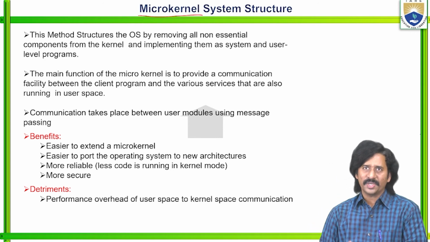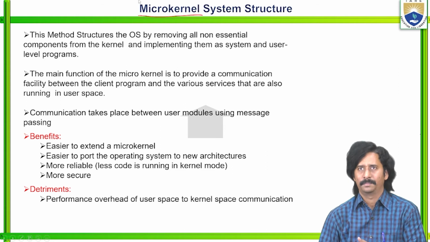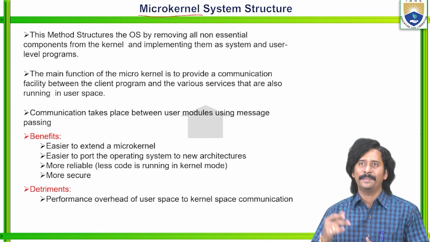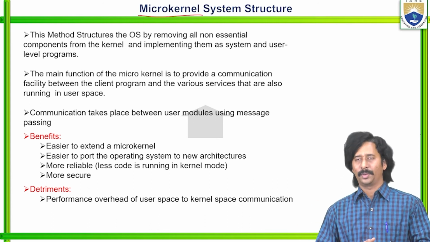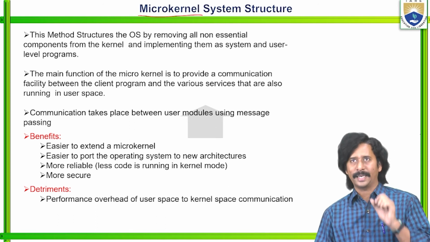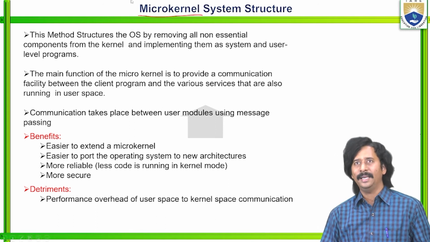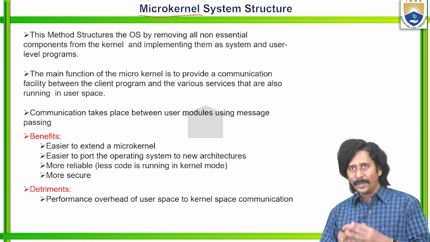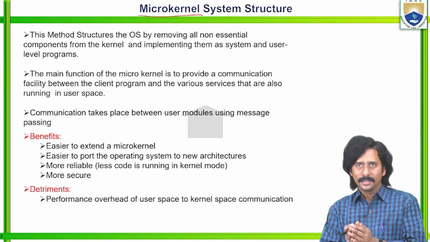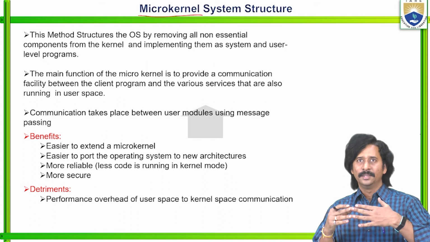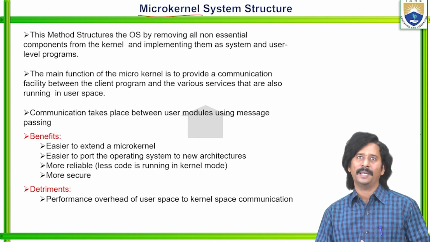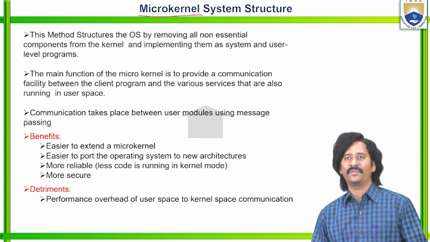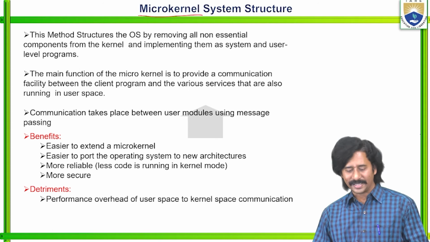The method structures the operating system by removing all non-essential components from the kernel and implementing them as system and user level programs. We can call this a microkernel structure. It specifies that the kernel is divided into various system level programs as well as user level programs. Here the communication takes place between user modules using message passing techniques.